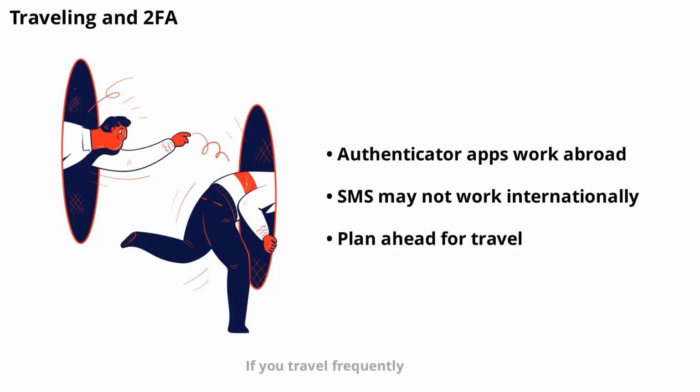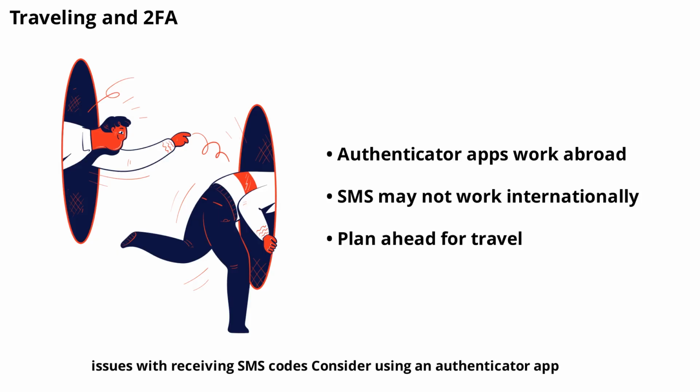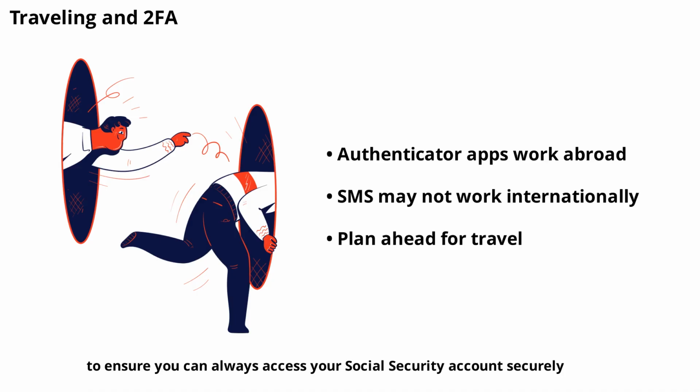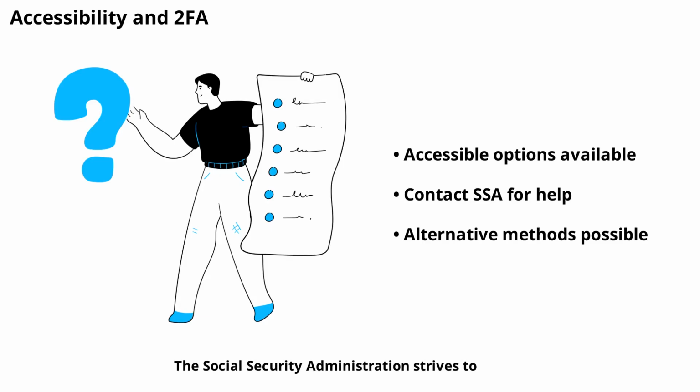If you travel frequently, make sure you have access to your registered phone or email. International travel can sometimes cause issues with receiving SMS codes. Consider using an Authenticator app, which works even without cell service, to ensure you can always access your Social Security account securely.